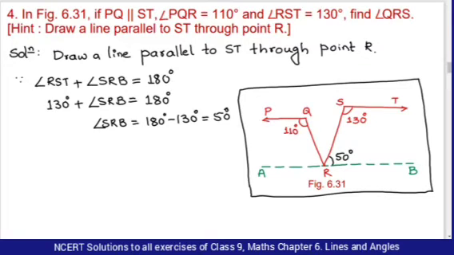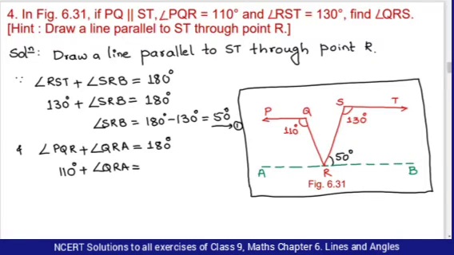And angle PQR plus angle QRA is equal to 180 degrees. This implies 110 plus angle QRA is equal to 180 degrees. Then angle QRA is equal to 180 minus 110, that is 70 degrees. Take this as equation number 2.